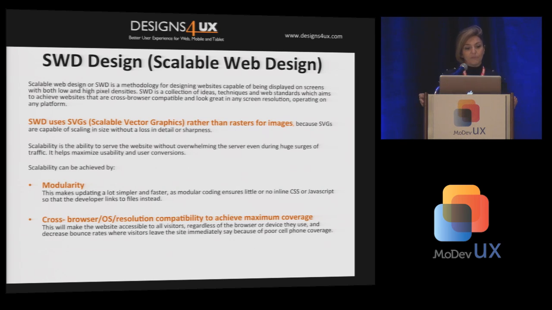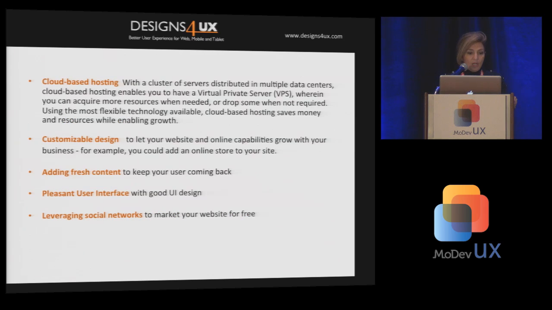Other items that help for designing scalable web design is modularity. That makes updating a lot easier. Like staying away from inline CSS or JavaScript, or using cross-browser, OS, and resolution compatibility to achieve maximum coverage, and that will lower the bounce rate when people go to the mobile devices to see your website or app. Using cloud-based hosting, using customizable design so you can add more to your site later.